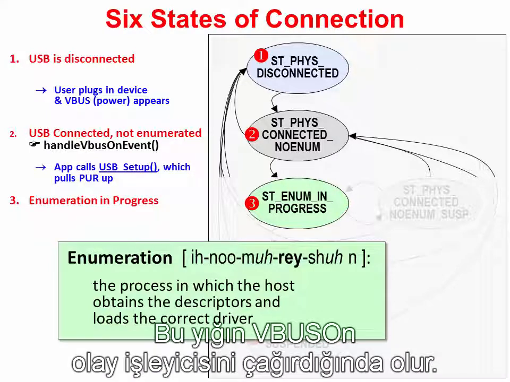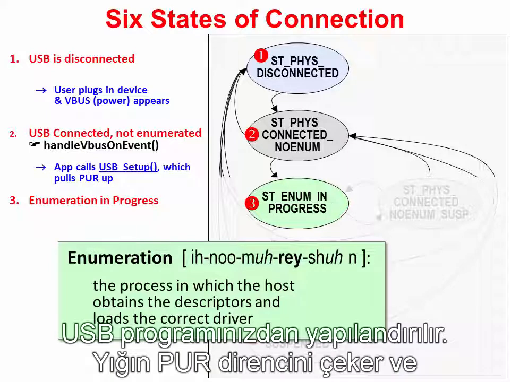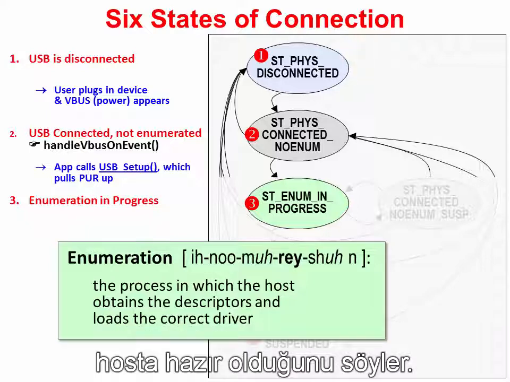By the way, this is when the stack will call the VBus on event handler. Then, once we've called USB setup from our program, the stack will pull up the PUR resistor and tell the host we're ready to move onward.